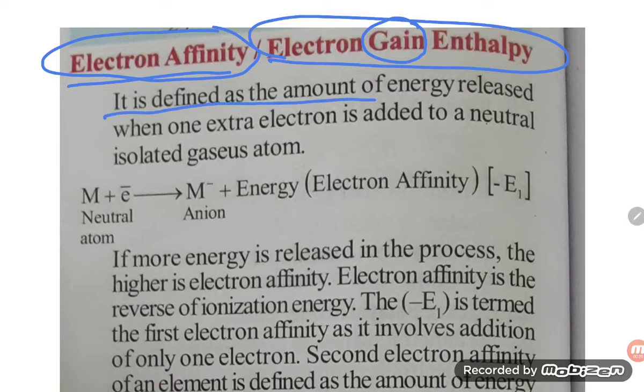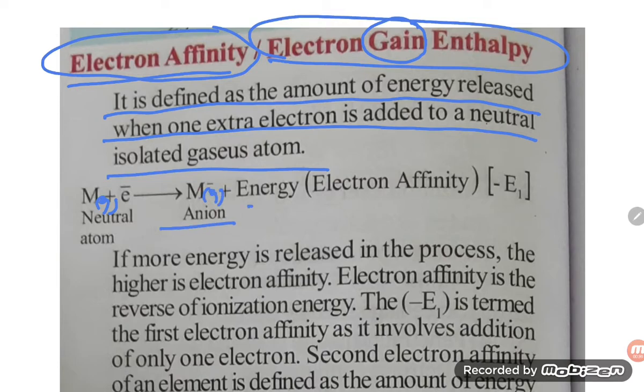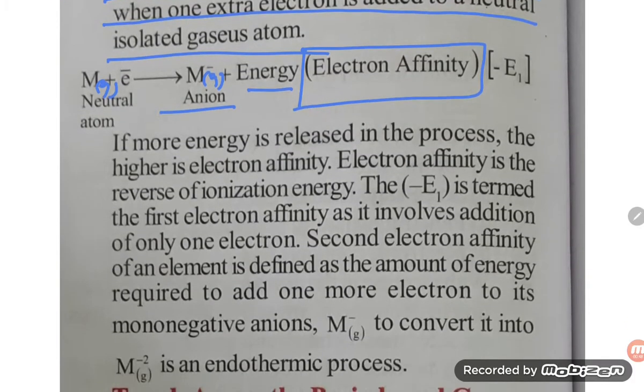It is defined as the amount of energy released when one extra electron is added to a neutral isolated gaseous atom. Suppose this is the neutral isolated gaseous atom, when you add one electron to this, a gaseous anion is formed, plus energy is released. This energy released is known as electron gain enthalpy. The negative sign is mentioned here, student, as this is an exothermic process.